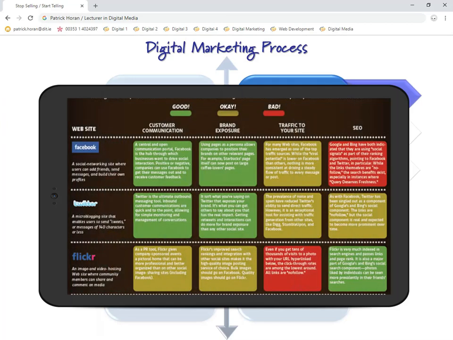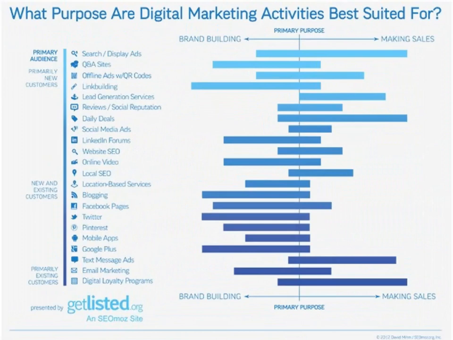And here we have another method of looking at which channels are best suited to different needs. This is just using a traffic light system: good, okay, and bad. You can see Facebook is bad for SEO, but good for customer communication and brand exposure. Twitter is okay for traffic to your site and SEO, but it's very good for brand exposure and communication, and Flickr and so on. So you can see different channels.